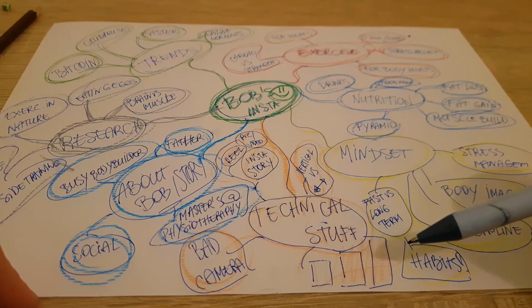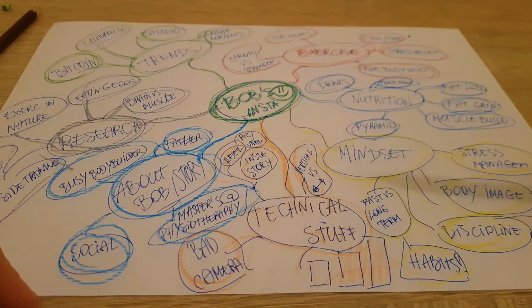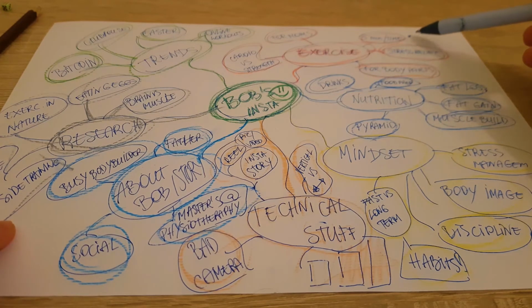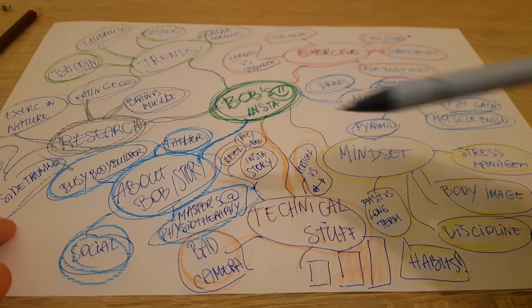So for example, if I wrote down here that Bob has got some bad camera, and maybe then this topic would not be so great, and then we should focus on other topics. For example, I would pick habits as one of the main topics, and there I don't even need the camera.